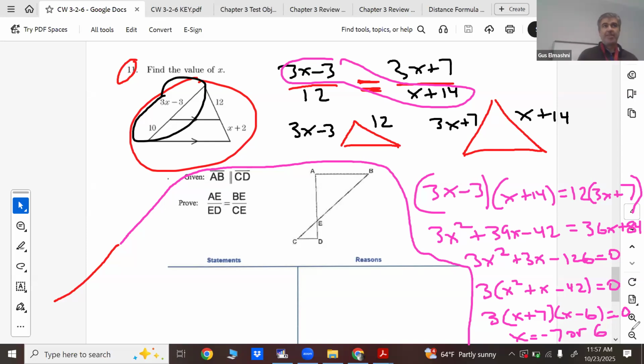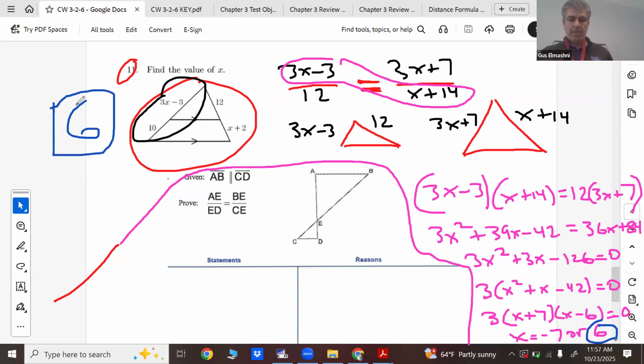Yeah, that problem's a little intense. It'll not be as intense on our test, but it's a good problem. Now, which one are you gonna go with? -7 or 6? 6. Yeah, you can't have a negative side. It's impossible. So it's gotta be 6. Yeah, good. Oh, I had a question. Oh, we'll check. Okay.